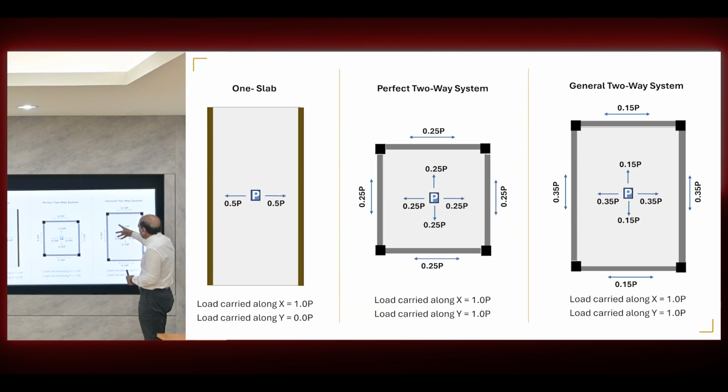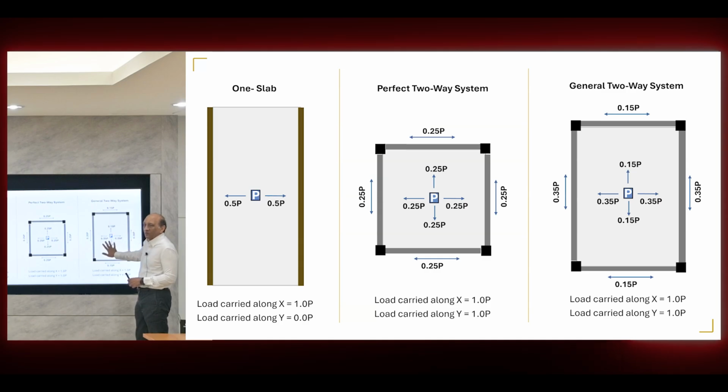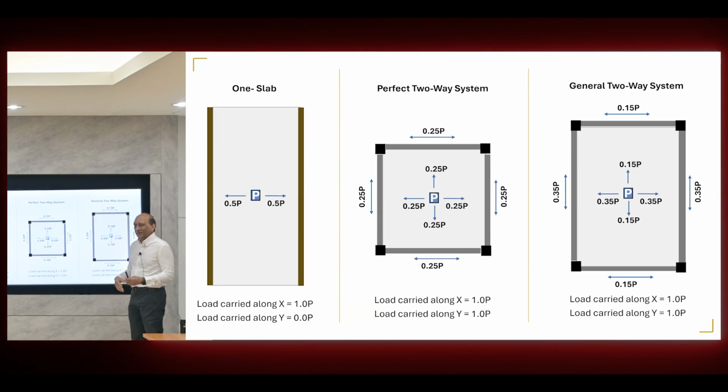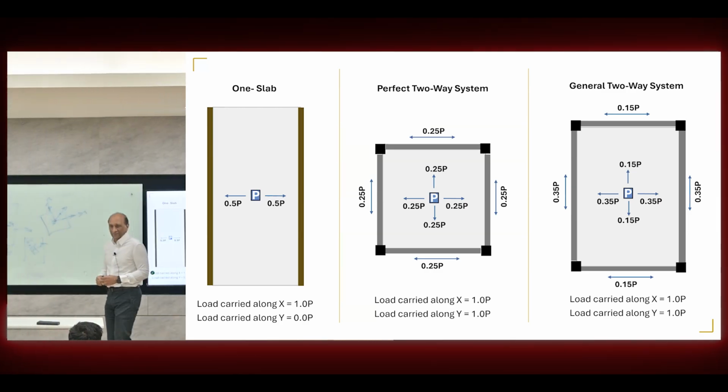Now let's come to the slab which is not square. Now the load carried in each direction from the slab will not be equal. In this direction it will be maybe a little bit more, shorter span, 0.35, 0.35, 0.15, 0.15. Then 0.15, 0.15, 0.35, 0.35. Once again, when you add them together, again, it will be 1 P in the X direction, 1 P in the Y direction.